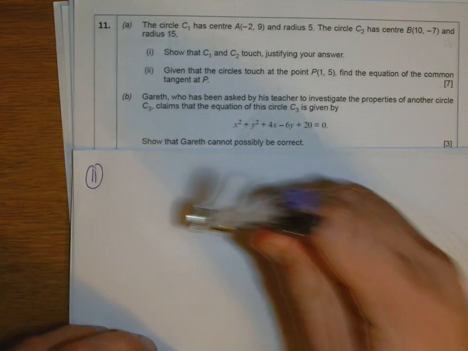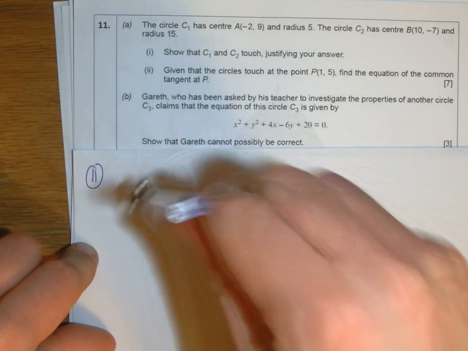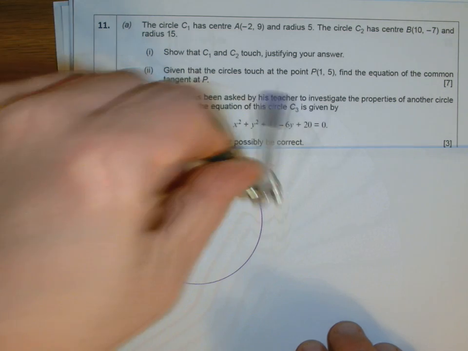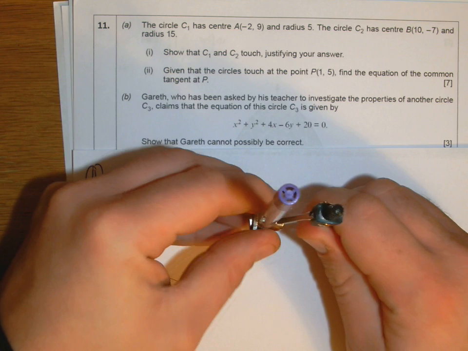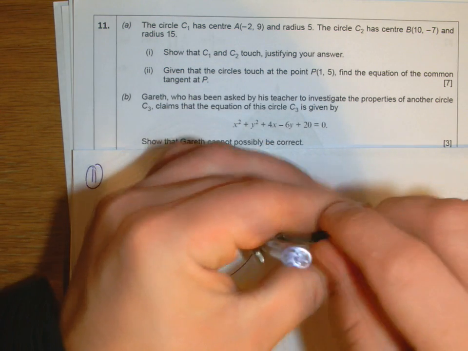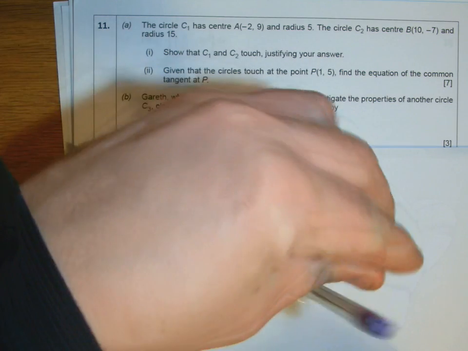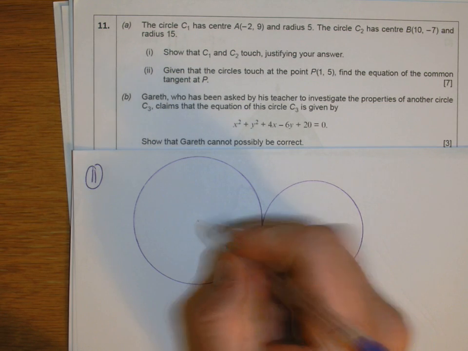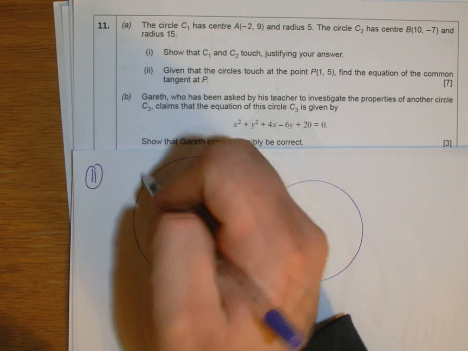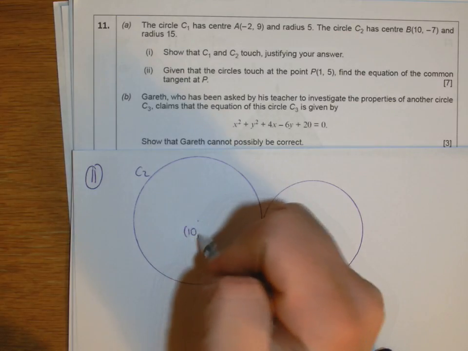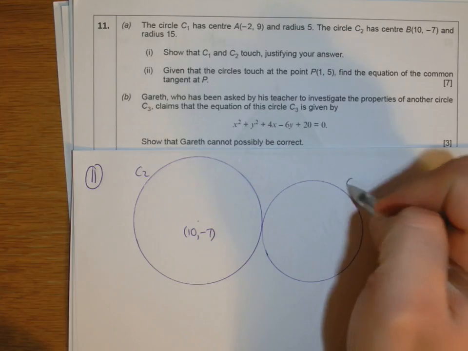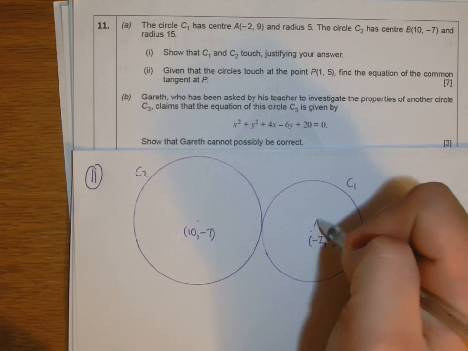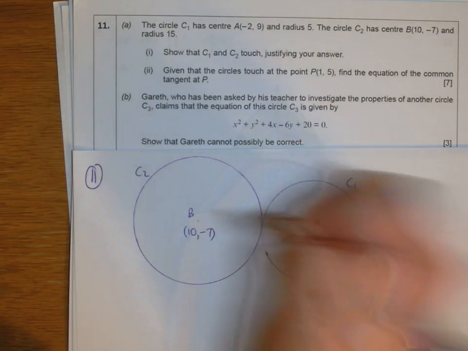If they do touch, let's just do a quick sketch. Just draw two circles here. It doesn't matter about the scale. We just want two different circles where they touch. So if I've got this circle here with radius 15, we call this circle C2 and the center here is (10, -7), and then this circle C1, and the center here is (-2, 9). So that's my A for circle 1, and that's my B for circle 2.